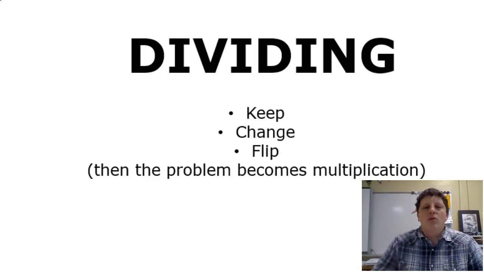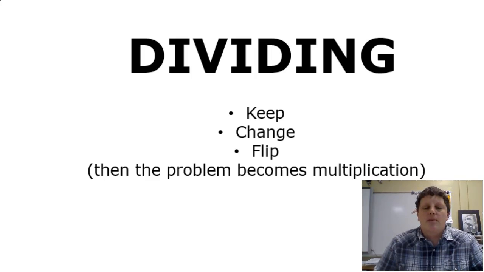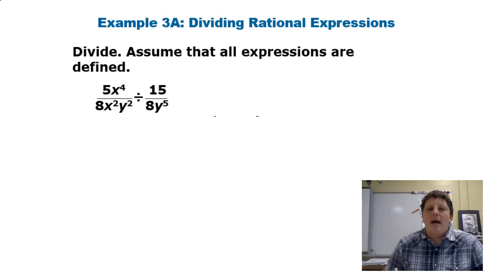Now, remember when you are dividing fractions, you're still multiplying, but it's keep the first one the same. Change the second one. I'm sorry, change the sign to multiplication and then flip the second one. Change, flip. Keep the first one, change the sign to multiplication and flip the second one. We call this multiplying by the reciprocal, right? We don't actually divide fractions, we multiply by the reciprocal. So we have a multiplication problem after that.